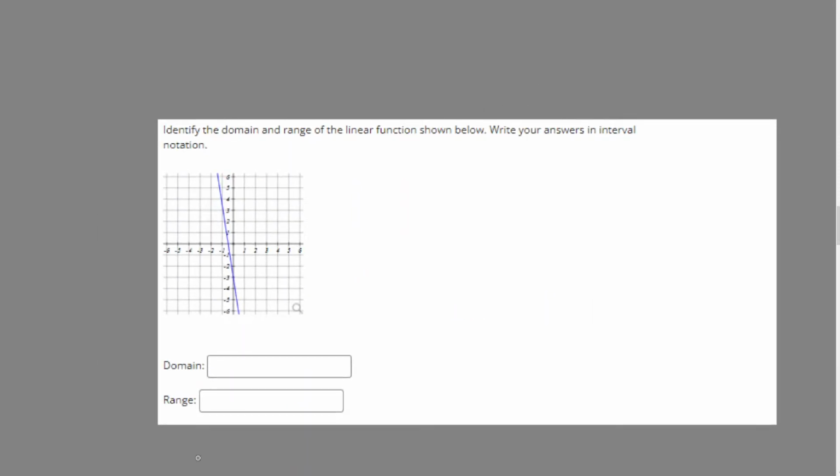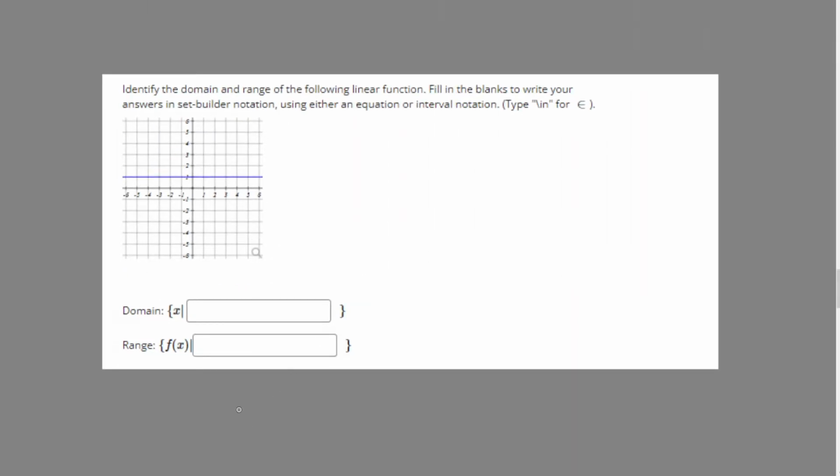Identify the domain and range of the linear function shown below. I'm not sure why they threw this one back in because it's the same as we've been doing in previous chapters, but I guess it's good to refresh. It looks like it goes up forever, down forever, side to side forever. So the domain and the range are both going to be parentheses, negative infinity, comma, positive infinity, close parentheses.